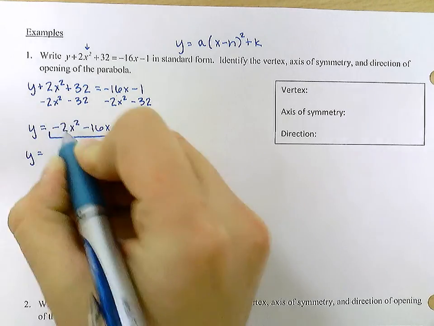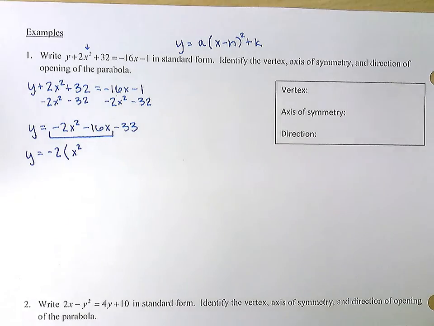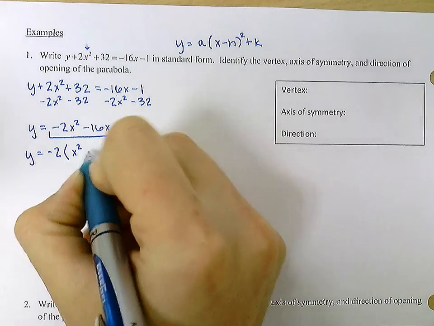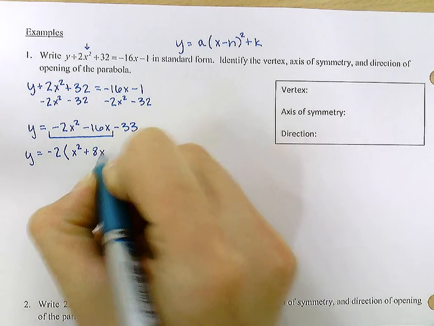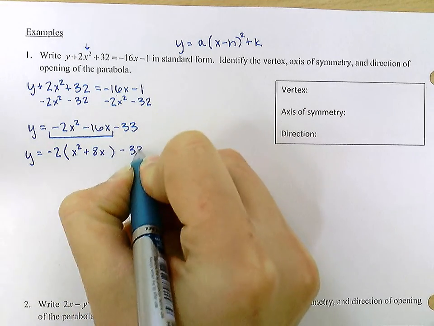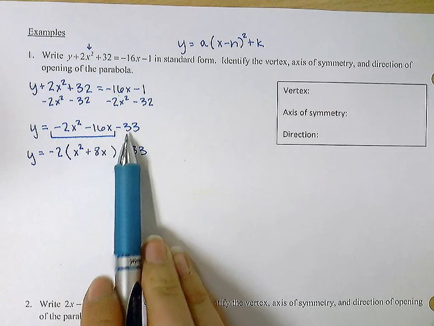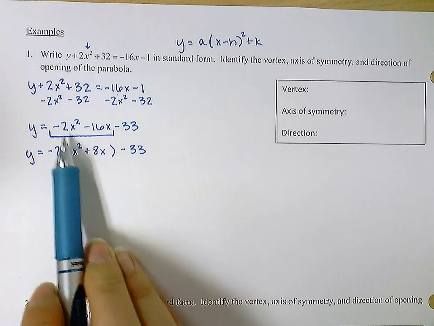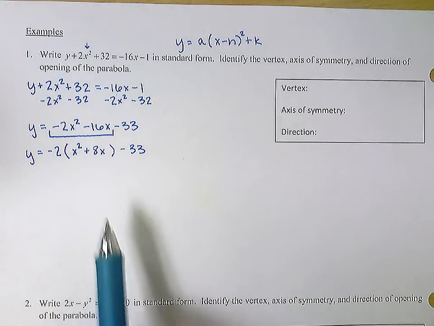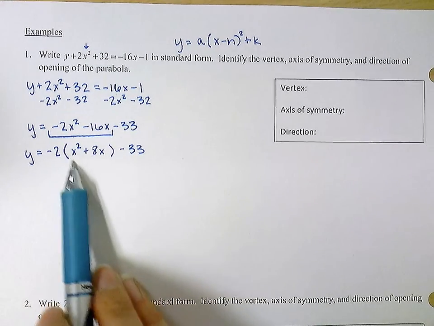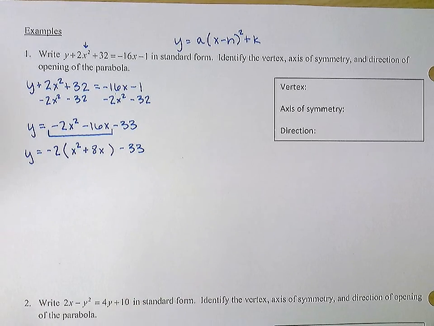So if I factor out that value, it is negative 2. I'm left with x squared plus 8x. And I'm only factoring it out of those two terms, not that last one. Only factoring out from those two terms, because when I complete the square, I don't want an a value in front of that x squared.